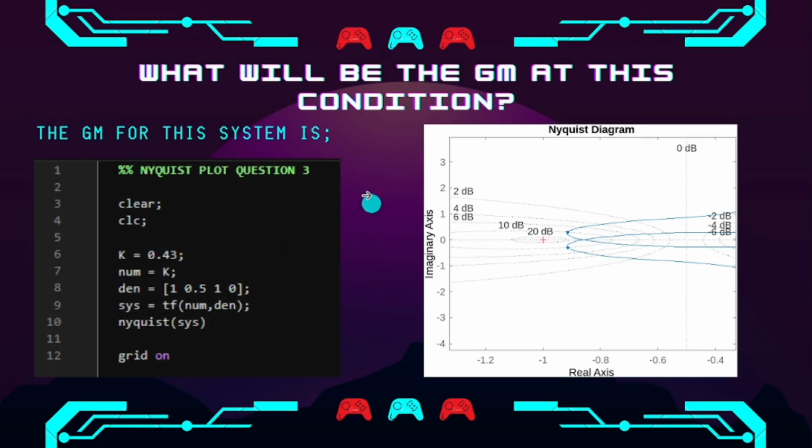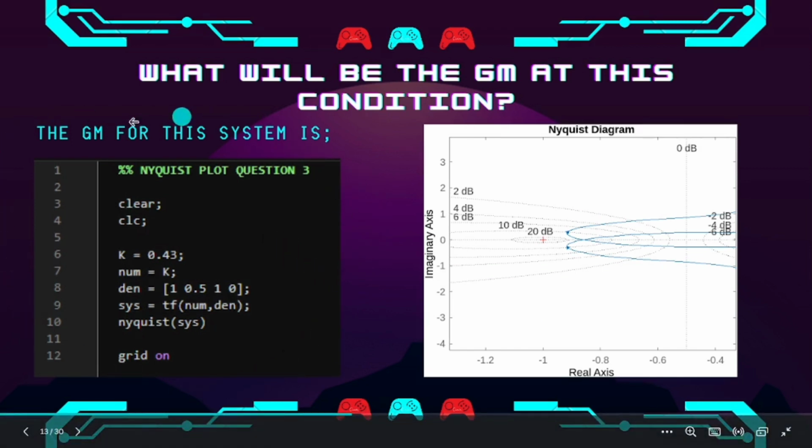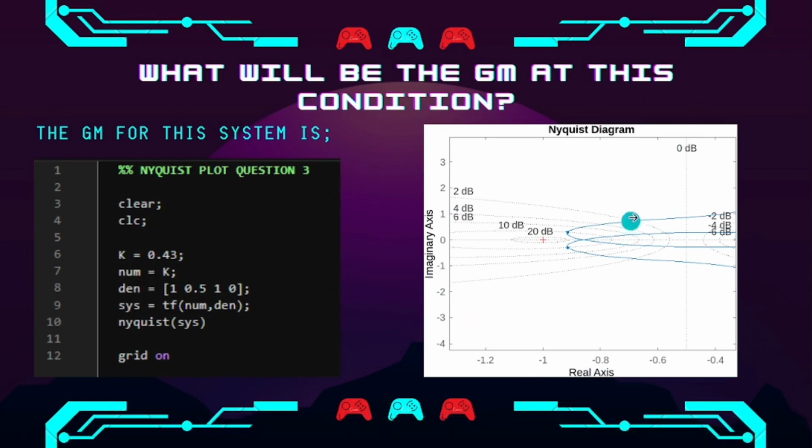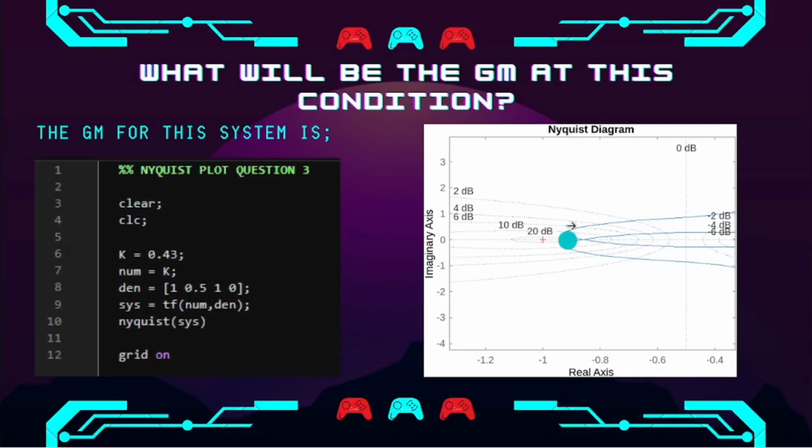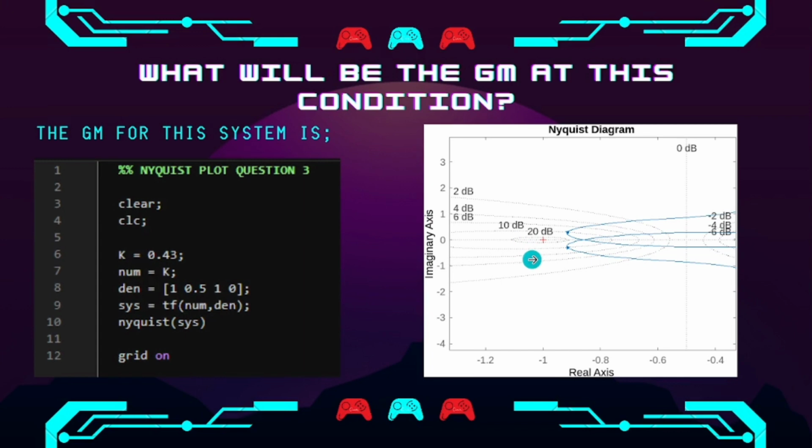In Matlab, we use this code, and then we get this Nyquist diagram. As you can observe in the diagram, the path never crosses the real axis at the red point. The path never crosses the real axis in the left half plane, which means that the gain margin is infinite.